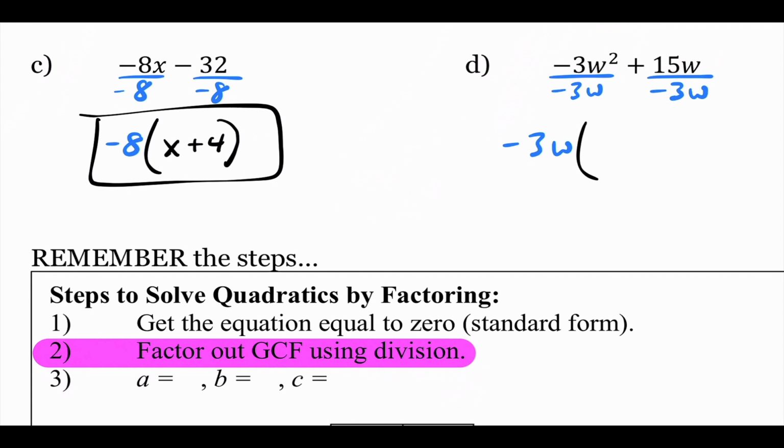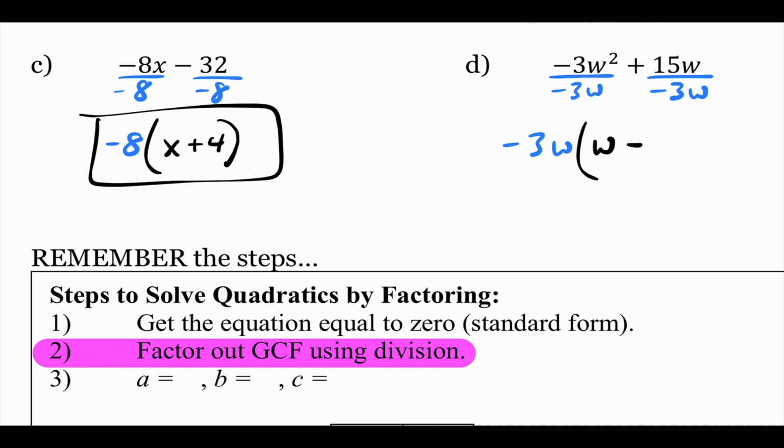-3 divided by -3 makes +1. So when I divide by a W, what happens here is I take away a power. So I take away 1. This one has two W's, so that takes away 1. So now I'm just left with 1 W.